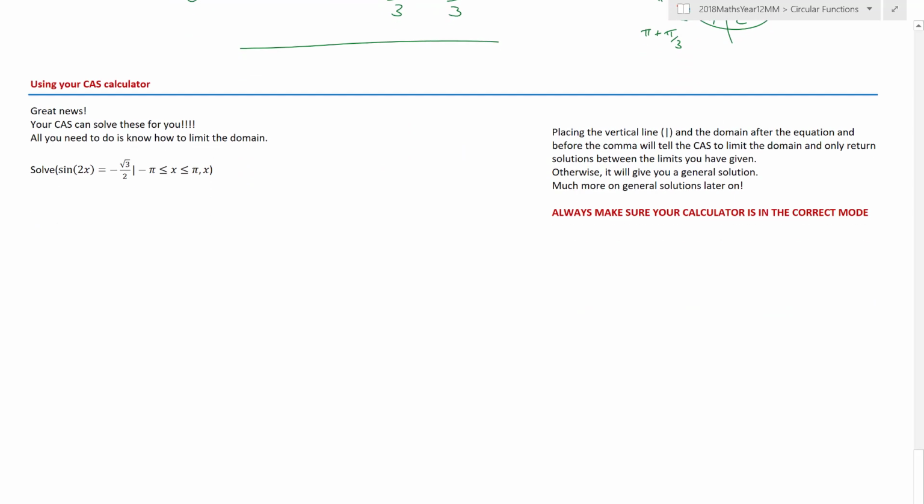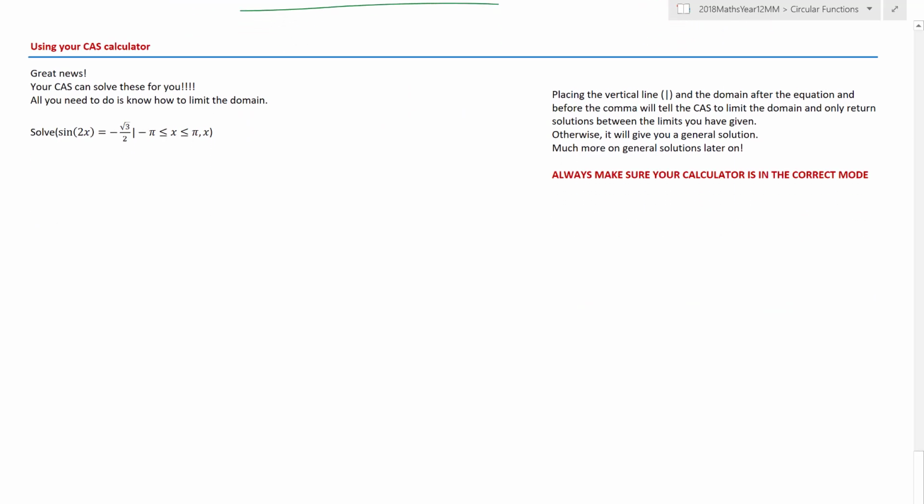Now, great news. Your CAS can do all of this for you. Massively, massively, massively. Just be aware of the notation. So the first thing was, if you had sine of 2 theta equals minus root 3 on 2, and you were asked to find it between minus pi and pi, then all you do is you do solve, open brackets, sine of 2x, I'd put everything in x's because it's easier, equals minus root 3 on 2.